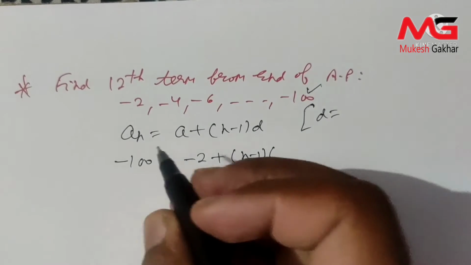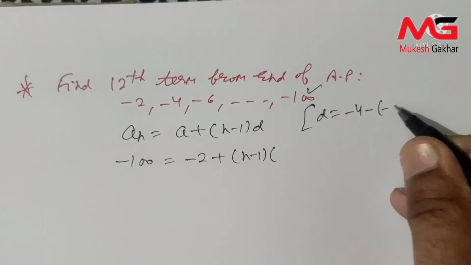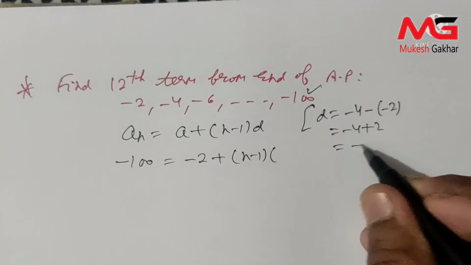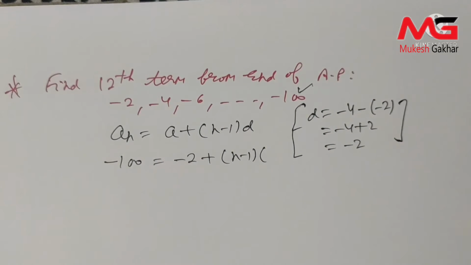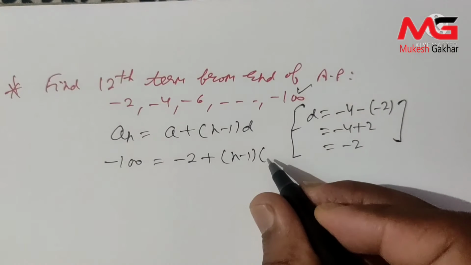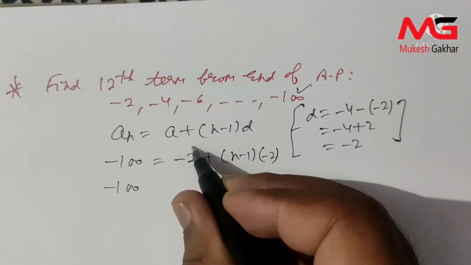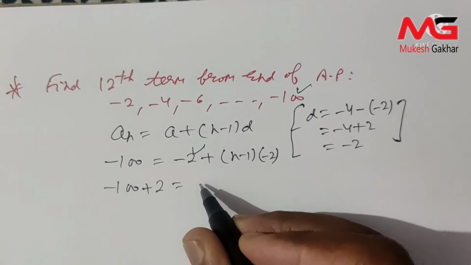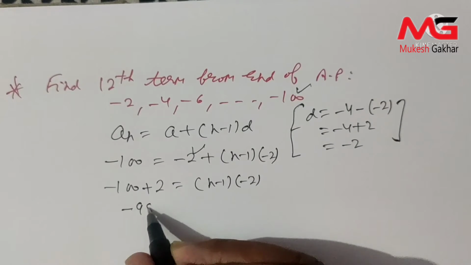D is second term minus first term. Minus 4 minus the first term, minus 2, so minus 4 plus 2 is equal to minus 2. So the value of D is minus 2. Now you can put this value here, minus 2. So it will be minus 100. You can take the minus 2 to the left hand side, it will be plus 2. So n minus 1 into minus 2 equals minus 98.